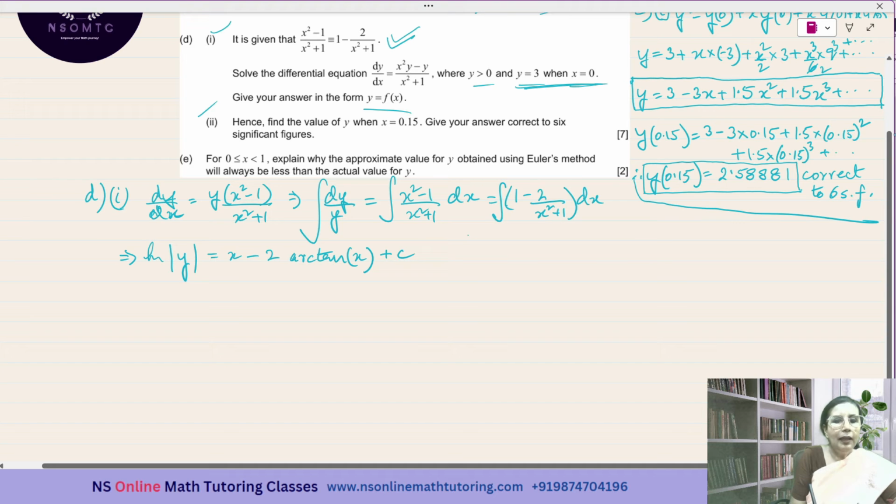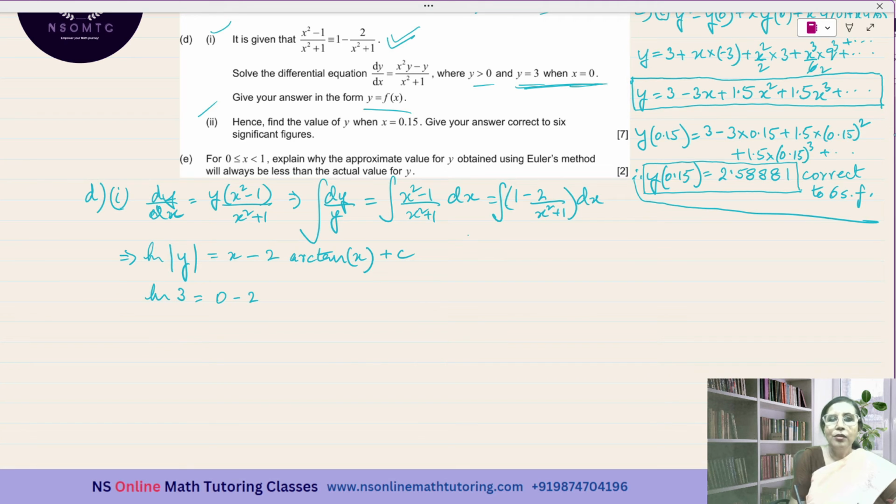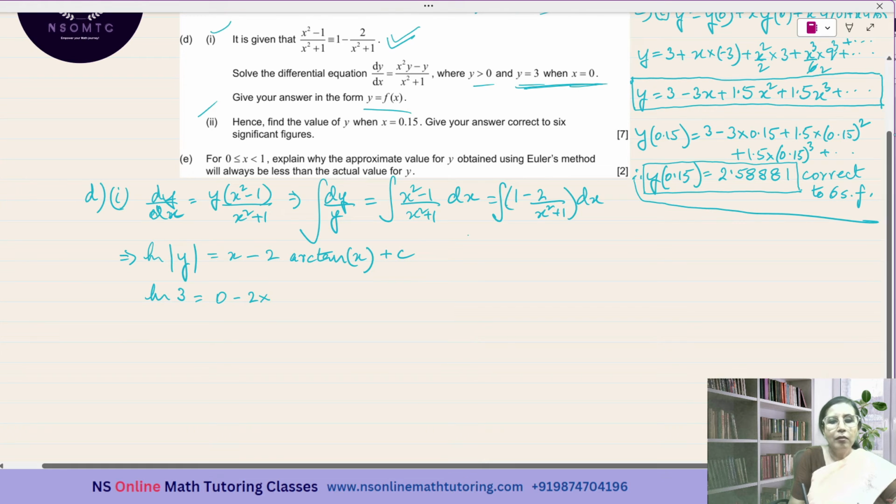So ln of y, ln of 3, it is a positive value, so I'm not using the absolute notation anymore. And x equal to 0, minus 2 arctan of 0. And arctan of 0 is what? 0. Arctan is tan inverse. Tan inverse of 0, tan of 0 is 0. Okay. So arctan of 0 is 0, plus c. Therefore, c is equal to ln of 3.